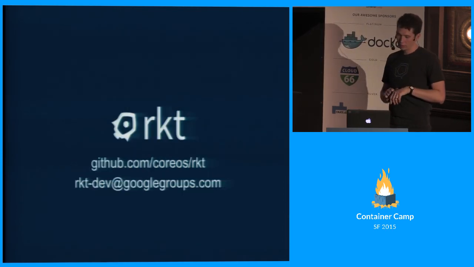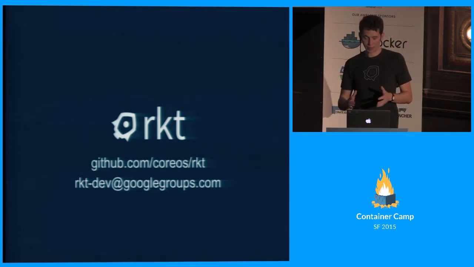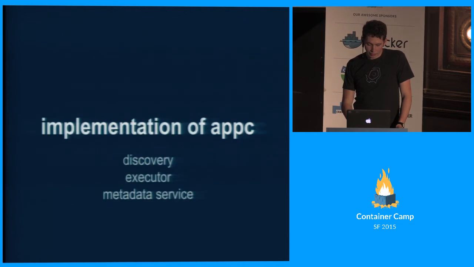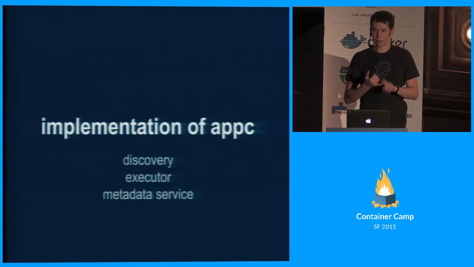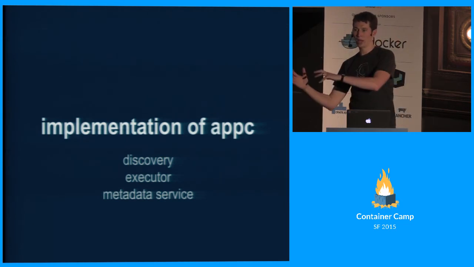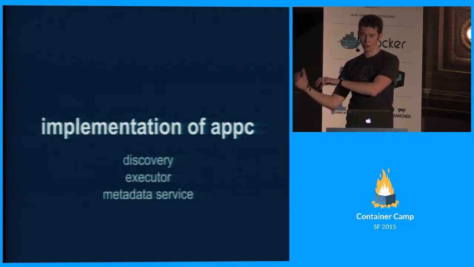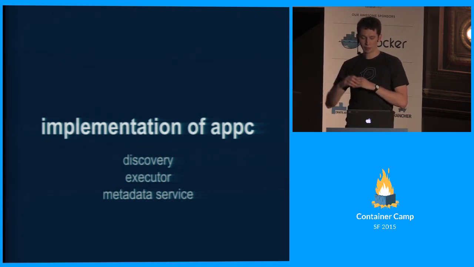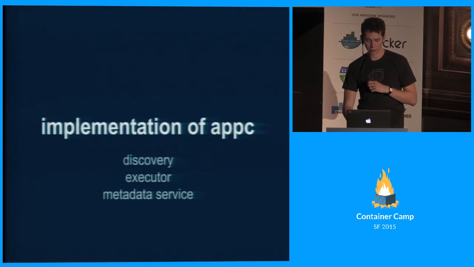Rocket is an implementation of the app container spec. It's the one that we built at CoreOS. It again is on GitHub and has a development mailing list. And it does the discovery piece, which is how do I take this name, coreos.com/etcd, and actually find that binary, download it, and verify it. It executes that thing once it's been downloaded and verified and unpacked, and then implements the metadata service that we talked about for giving identity.